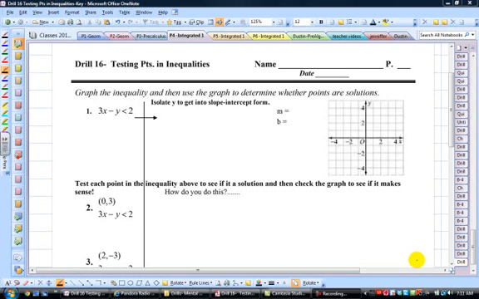We're going to get into drill 16 here and we're going to test some points and inequalities. But before we do, let's go ahead and graph one here and use it as our basis to understand our answers. So as we always do, let's isolate y to get in slope-intercept form.